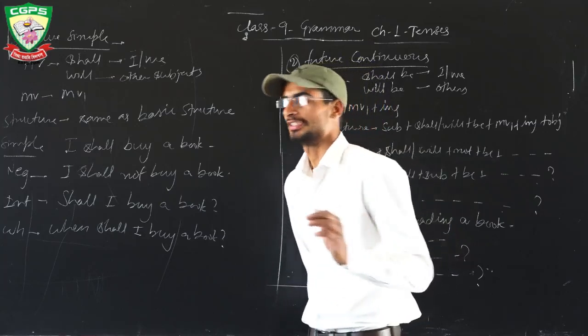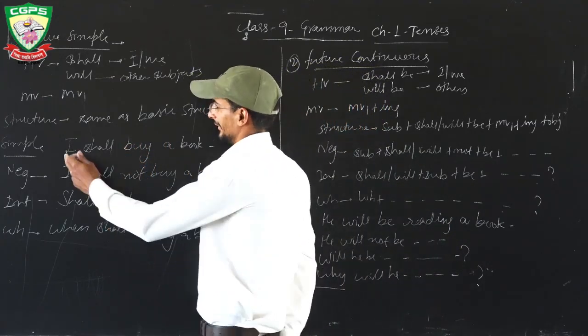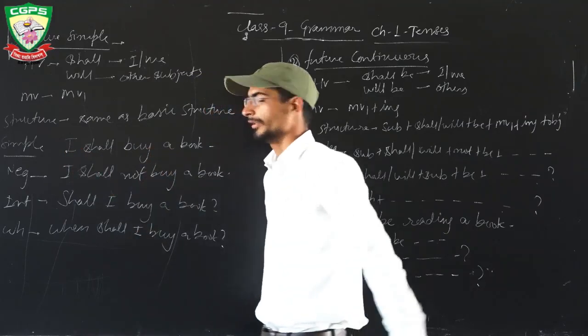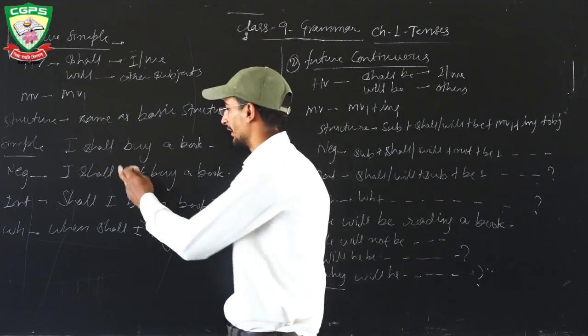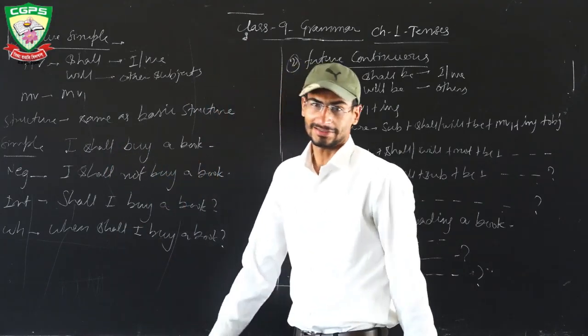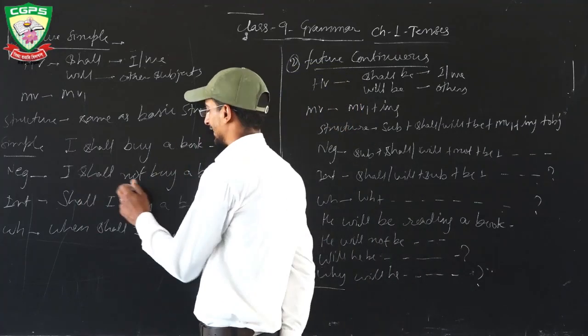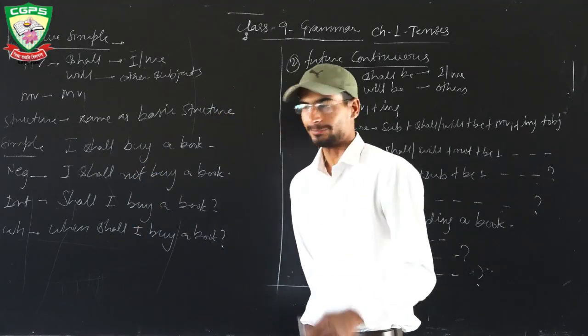स्ट्रक्चर में कोई चेंज नहीं है, बस हेल्पिंग में shall और will आ जाएगा, main verb first form आ जाएगा. Simple sentence: I shall buy a book. I के साथ shall आएगा, और main verb buy first form, a book. That is simple sentence. Negative sentence: I shall not buy a book. Just adding not after the helping verb.